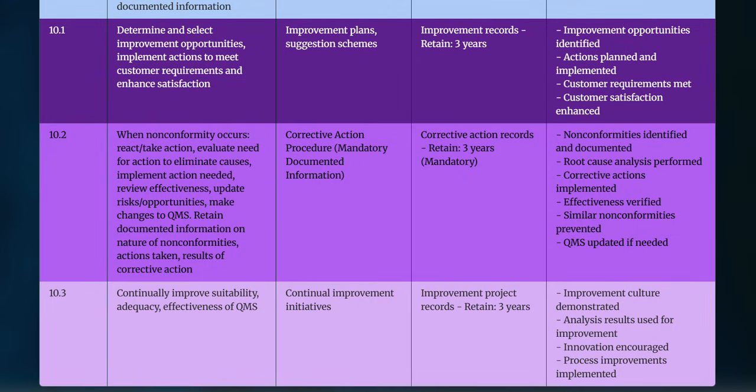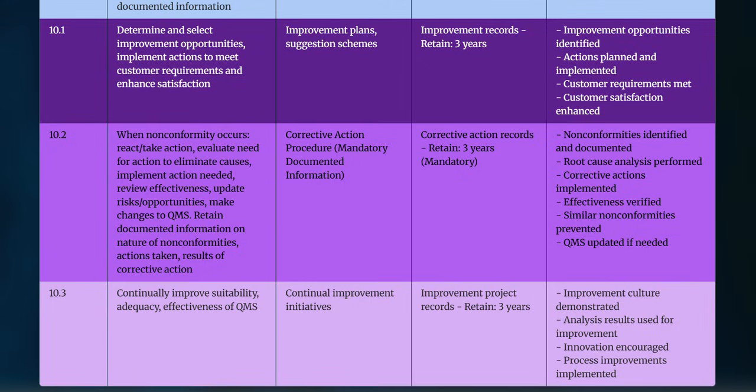The required document here, you need to have a corrective action procedure, which is mandatory documented information, mandatory requirements. Along with the corrective action procedure, you need to have corrective action records and retain them for 3 years, also a mandatory requirement. Examples of those requirements that you can use as audit evidence, including nonconformity being identified and documented, root cause analysis being performed, corrective actions being implemented, effectiveness being verified, and similar nonconformities being prevented, and QMS being updated if needed.